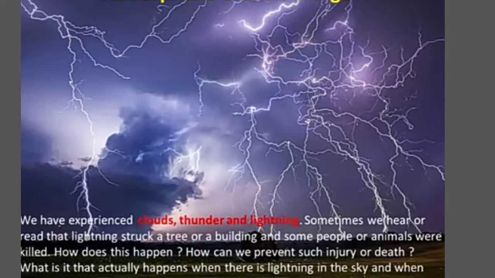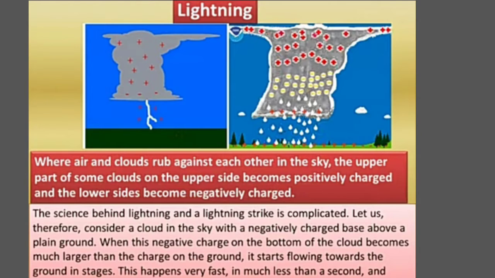See, the upper side of that cloud is positively charged and the lower side is negatively charged. The science behind lightning and a lightning strike is complicated. Let us therefore consider a cloud in the sky with a negatively charged base above the plain ground. When this negative charge on the bottom of the cloud becomes much larger than the charge on the ground, it starts flowing towards the ground instead.